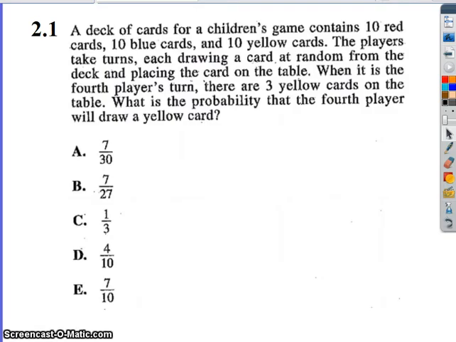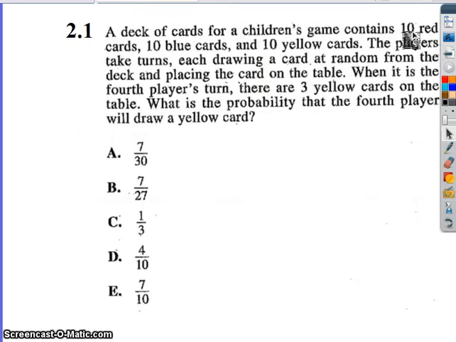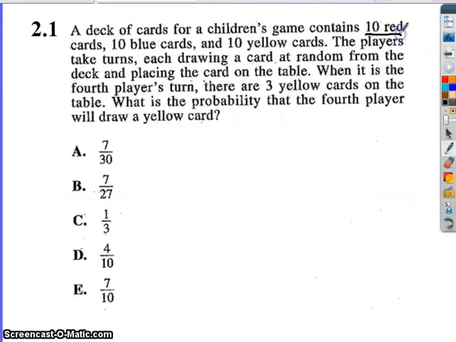Okay, so number 1 talks about basic probability. In this deck of cards, you have 10 red, 10 blue, and 10 yellow cards. Let's go ahead and make a note. 10, 10, and 10. Our total is 30. We have 30 cards total in the deck, or in this children's game.